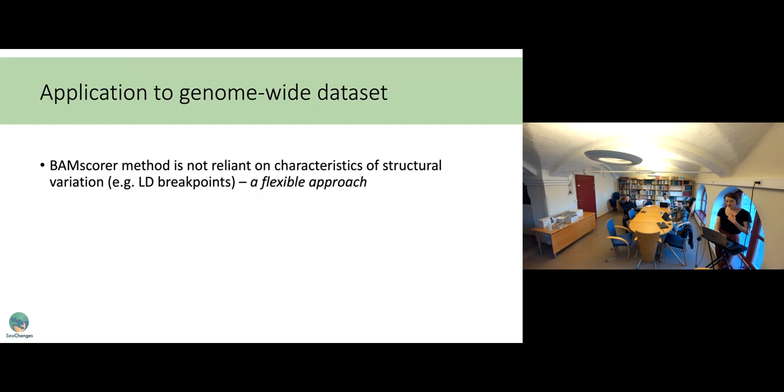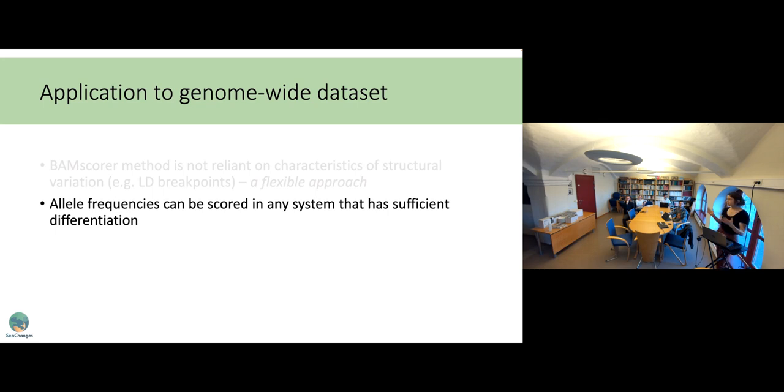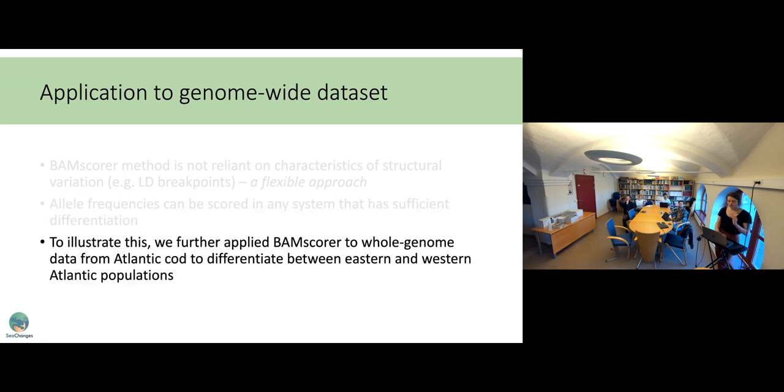And then we thought, well, it's actually not reliant on anything to do with inversions, really. We don't look for breakpoints. We don't look for actual structural variation. We're just looking for allele frequencies. So the approach is really quite flexible and doesn't necessarily have to be limited to inversions. As long as you have enough differentiation in the system, you should be able to score an assignment based on your allele frequencies. So we thought, okay, we will then apply this to a whole genome data set as well, to see if we can do this on a genome-wide basis and not just in one haplotype.